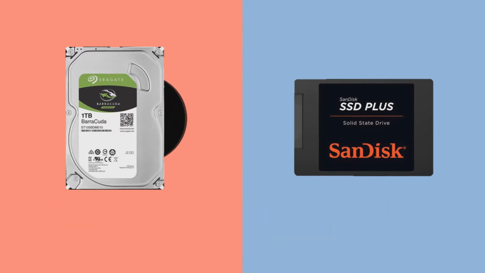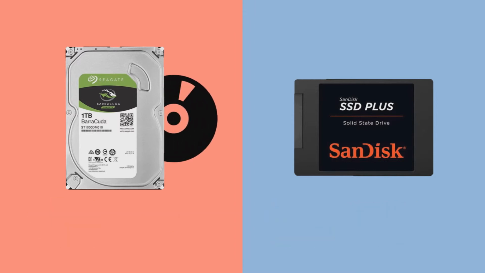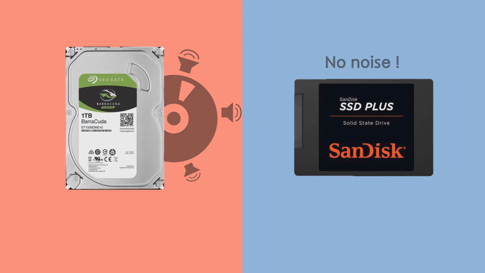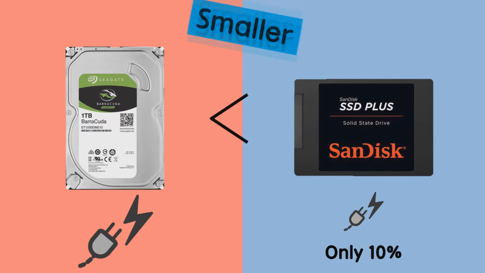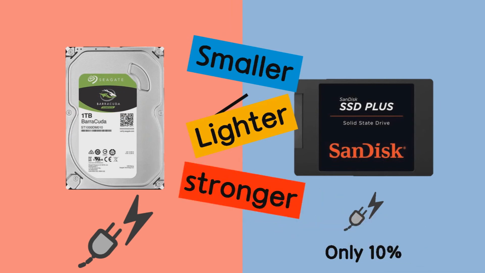In addition, since SSD has a different structure from HDD, which rotates disks to read files, there is no noise when reading files. Power consumption is only 10% of HDD, and it has many advantages besides that: it's smaller, lighter, and stronger than HDD. However, SSD has one fatal disadvantage.